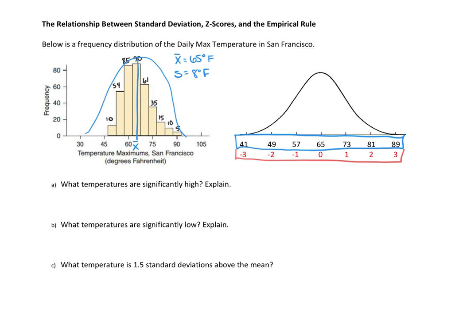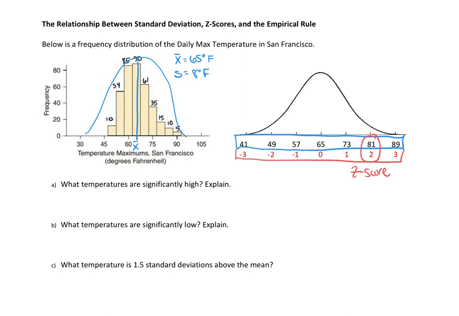So in red here, these z-scores tell us how many standard deviations away each of those temperatures are. So for example, 81 degrees Fahrenheit has a z-score of 2, telling us that 81 degrees is 2 standard deviations above the mean. So a z-score basically just tells us how many standard deviations away from the mean a particular value is.